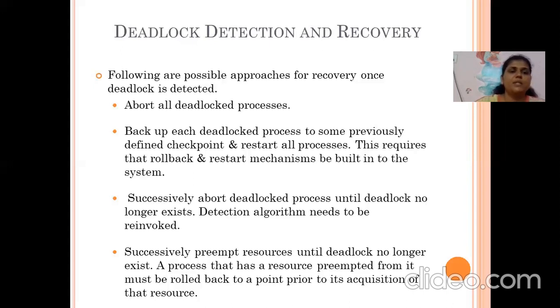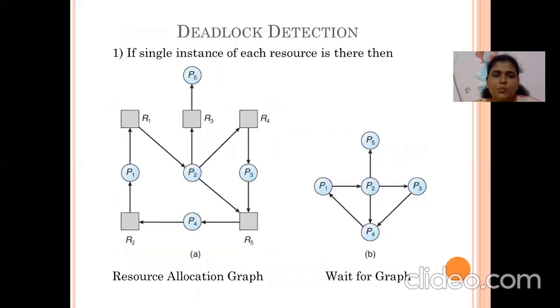Okay. Now, for detection of deadlock, there are two types of systems, and hence we need to follow different approaches, different methods to detect the deadlock. Let us assume the system in which all the resources have a single instance. Okay.